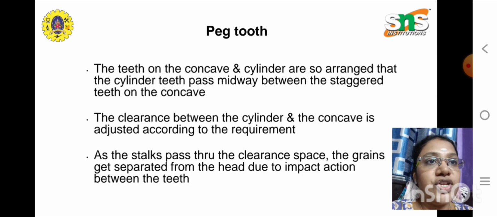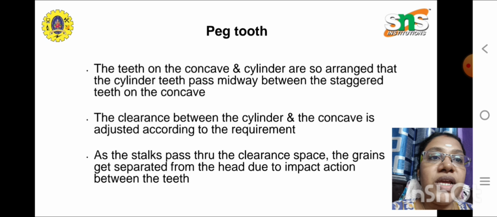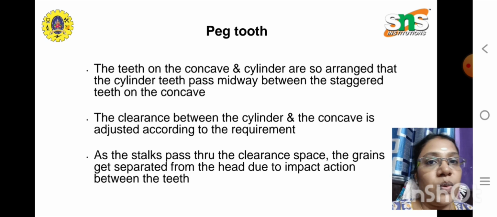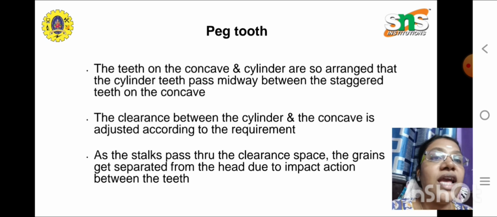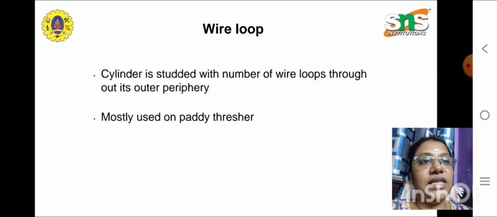First, coming to the peg tooth, the teeth on the concave and the cylinder are arranged in such a way that the cylinder teeth pass midway between the staggered teeth on the concave. The clearance between the cylinder and the concave is adjusted according to the requirement of the crops. As the stalks pass through the clearance space, the grains get separated from the head due to the impact action between the teeth.